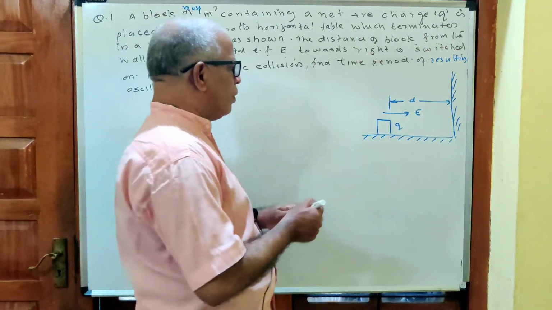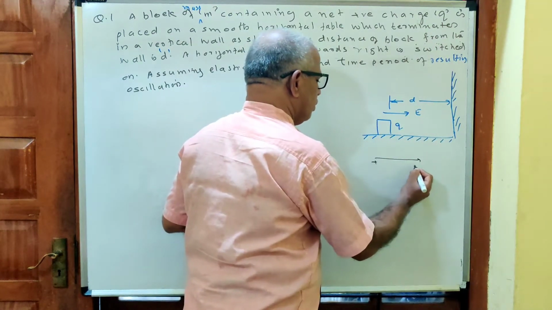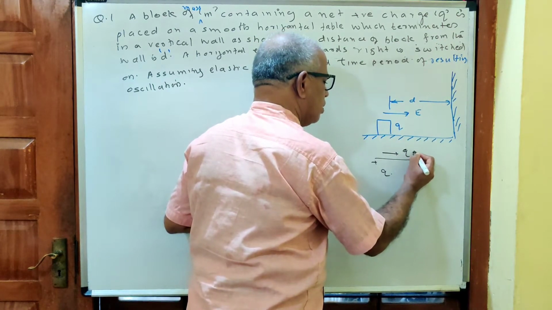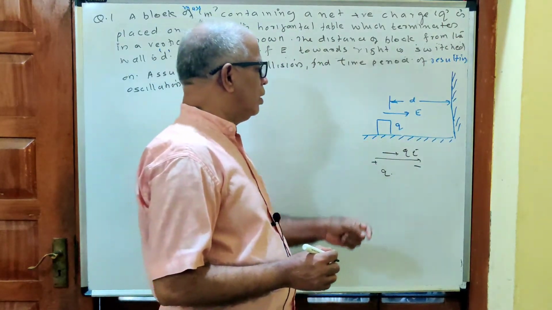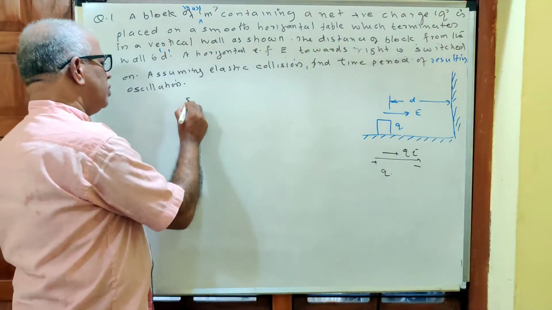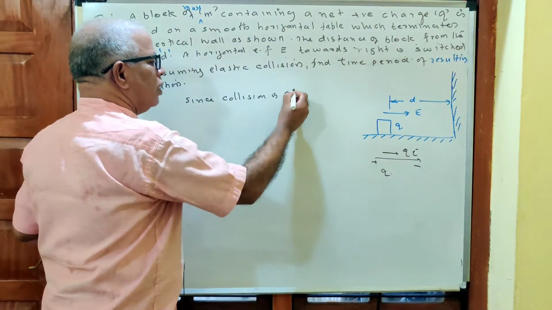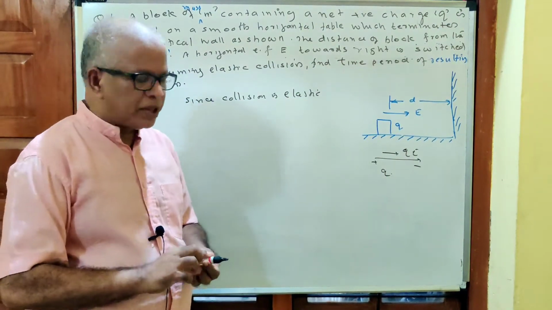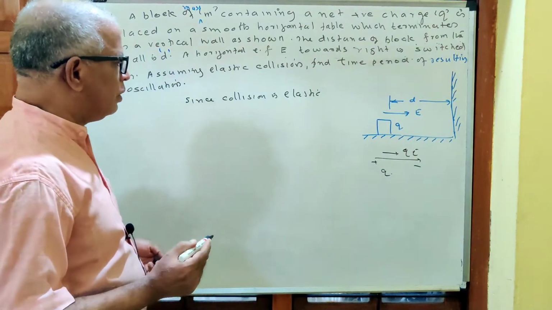Now, we know the electric field is from positive to negative, so the positive charge goes in that direction. The force experienced in this direction is F equal to QE. So the body of mass m goes and hits the wall. Since the collision is elastic, it rebounds back with the same velocity. There is no loss of velocity, no loss of kinetic energy.